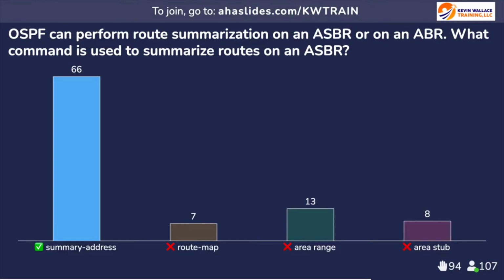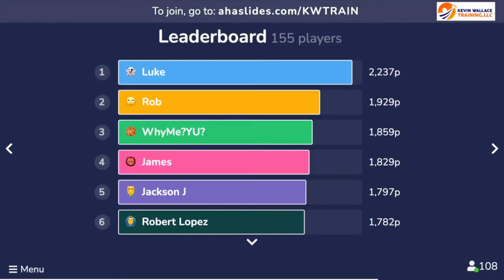Now, we can perform route summarization on an ABR as routes are being advertised from one OSPF area into another OSPF area, but that's accomplished using the area range command. So that is correct, everybody, or most folks.